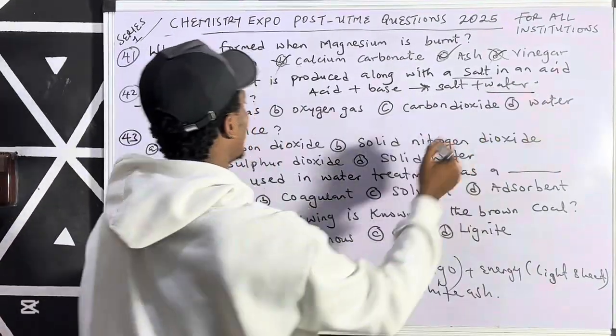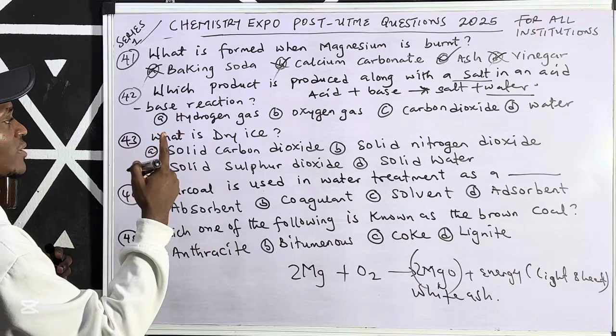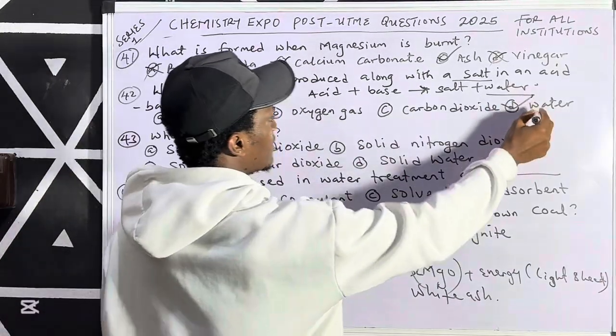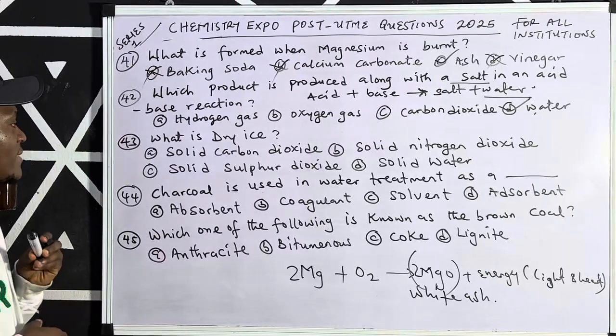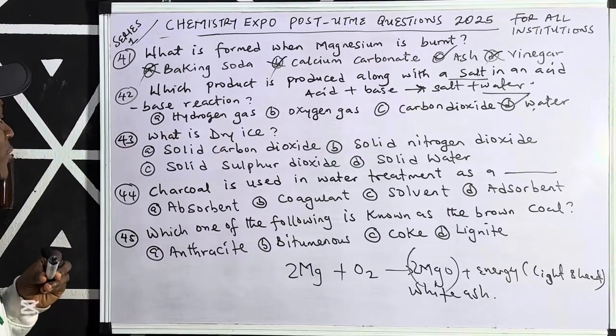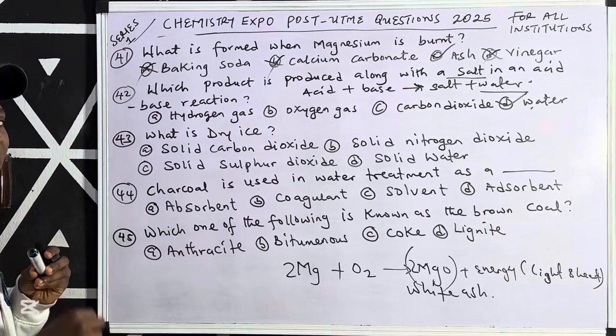It is water. So checking the options, the only option that carries water is option D, which is the right answer. That question is a very cheap one. Then let's see question 43. Question 43. What is dry ice?